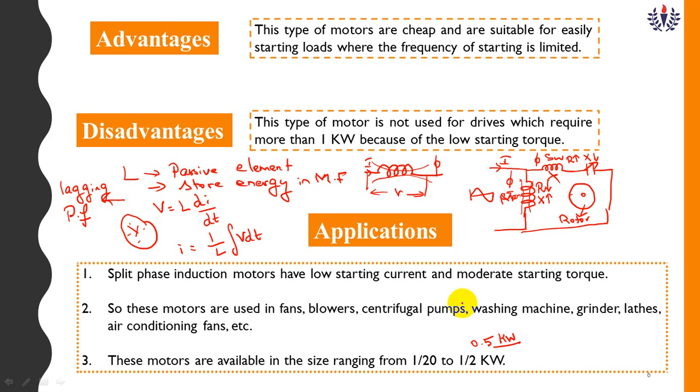The other name of the split phase induction motor is the resistance start induction motor, because the resistance parameter plays a major role in both the main winding and the auxiliary winding. The resistance is in series with inductance, both in main and auxiliary.